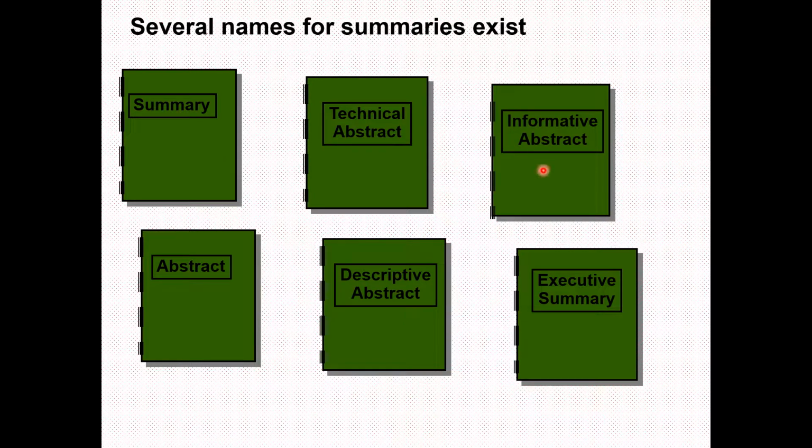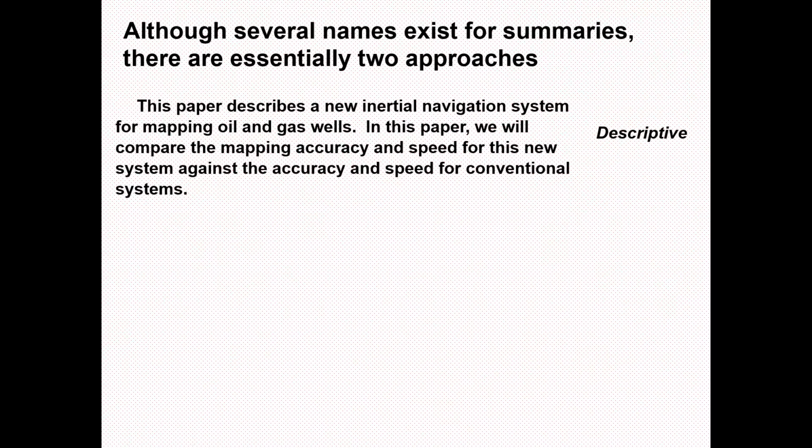The other is called an informative abstract. Some people just call it an abstract, or descriptive abstract, or executive summary. I mean, these are the different names for the abstract or summary. It's up to you, whatever suits you, or whatever the requirement of the journal. So according to that, you should organize your summary or abstract.